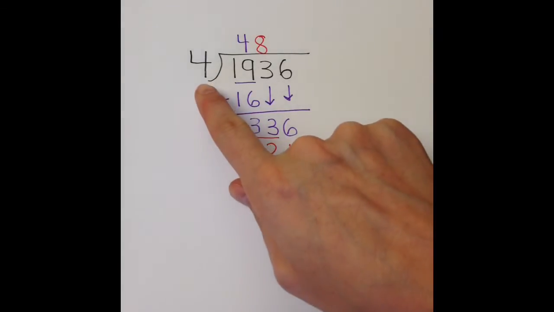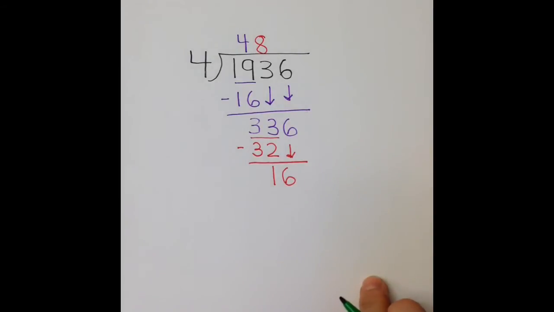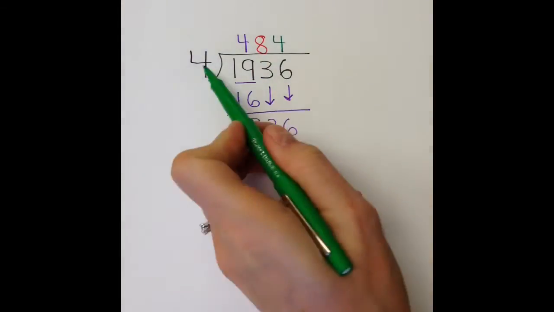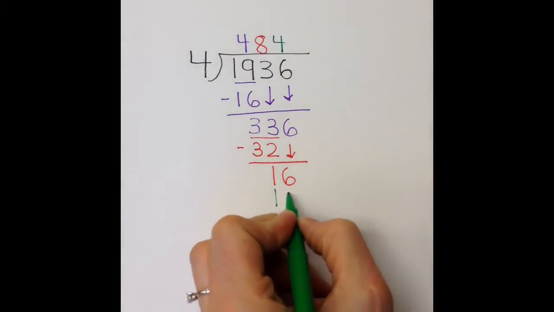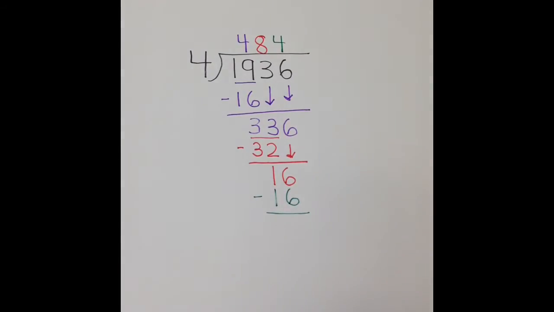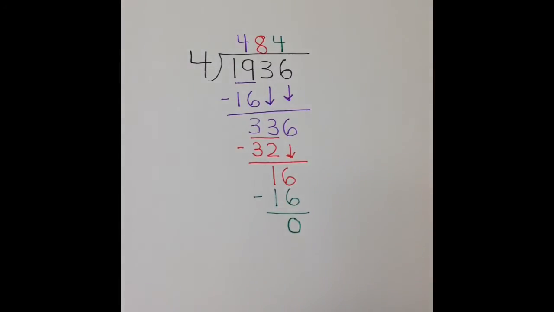Last step, I'm going to figure out how many times 4 can fit into the 16 that I still have left over. So 4 fits into 16 4 times. 4 times 4 is 16. And 16 subtract 16 leaves me with 0. I have no remainder. So 1,936 divided by 4 equals 484.